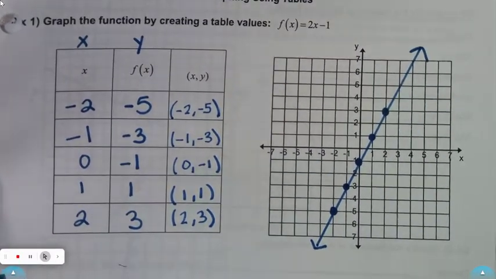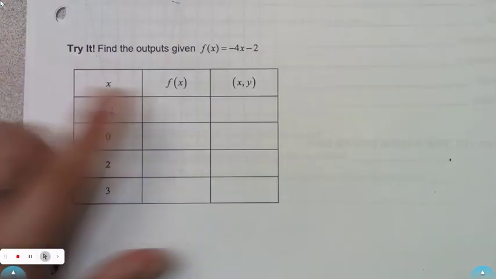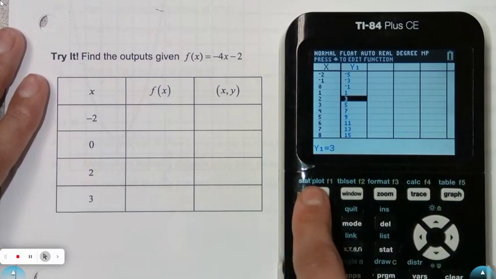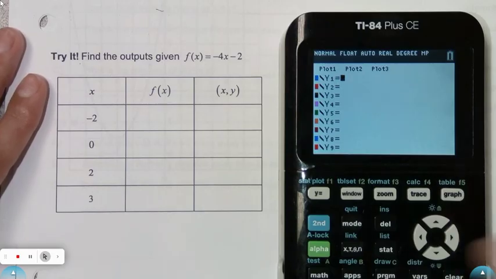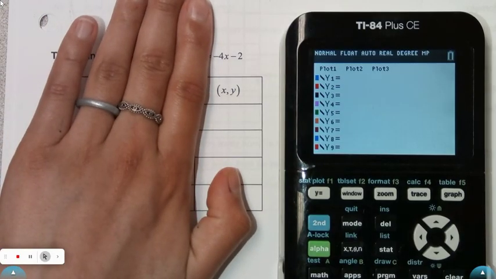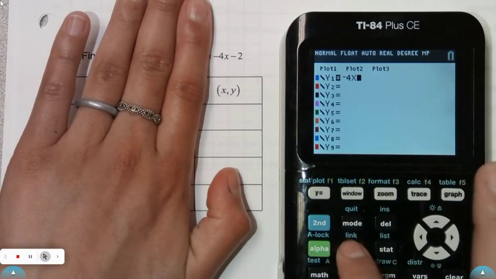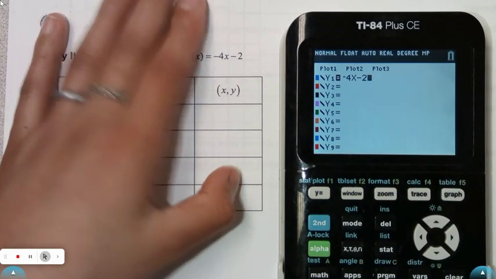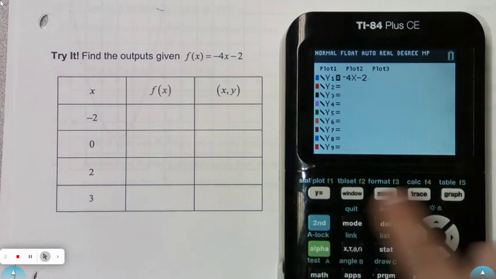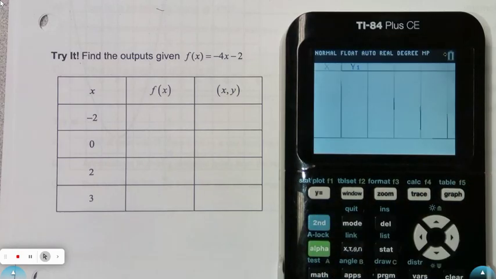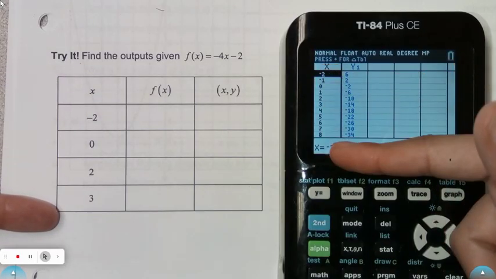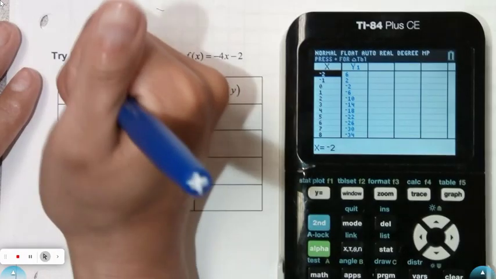All right, in the next example that we're going to do, we just have to fill out the table. So I'm going to plug this new function into my calculator. So to get out of this screen, I'm going to go back to the y equals. I'm going to clear that. And now I'm going to type this in, -4x minus 2. Okay, remember the x is this button right here. Then to get to the table, I'm going to press second graph. These are the x values that they give me. I'm going to match those and find them and then write the correct y number. So remember, this is x and this is y.